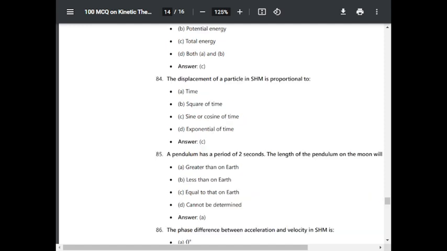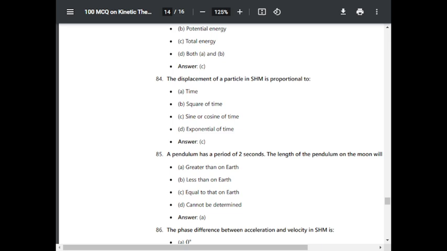Question number 84. The displacement of a particle in SHM is proportional to: option A, time; option B, square of time; option C, sine or cosine of time; option D, exponential of time. The correct answer is C, sine or cosine of time. The displacement of a particle in SHM is proportional to sine or cosine of time.